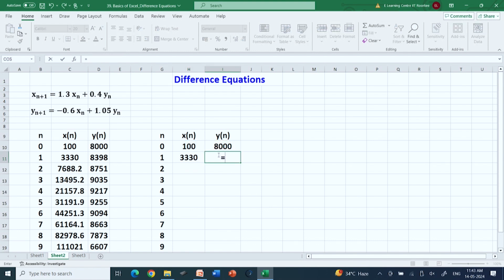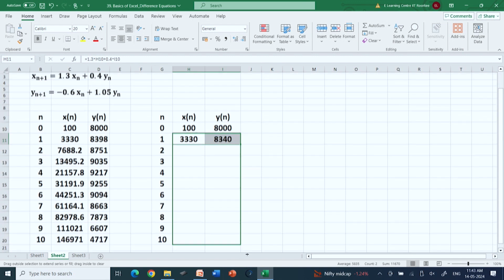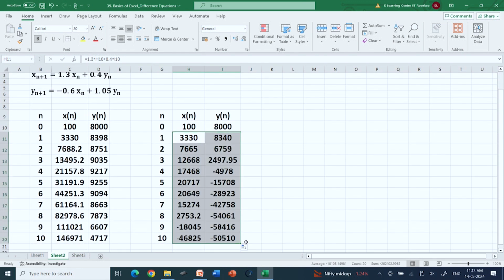Similarly, this is equal to minus 0.6 times x0, which is 100, plus 1.05 times yn. So, I highlight these two values, go here and calculate up to 10 values.